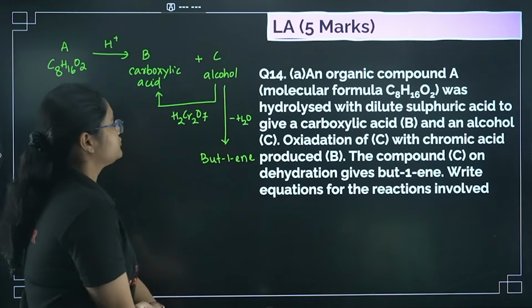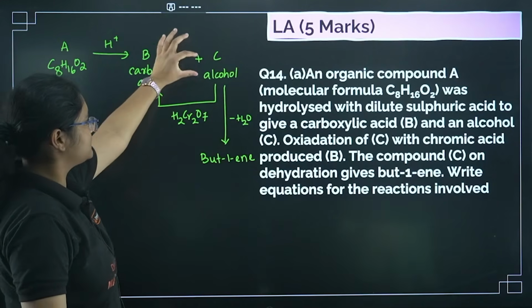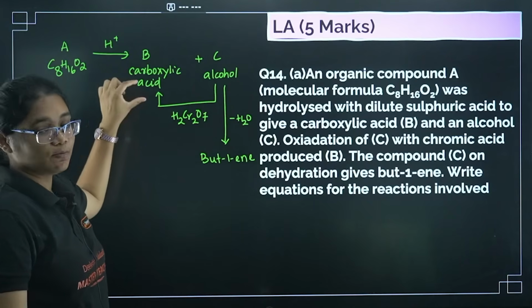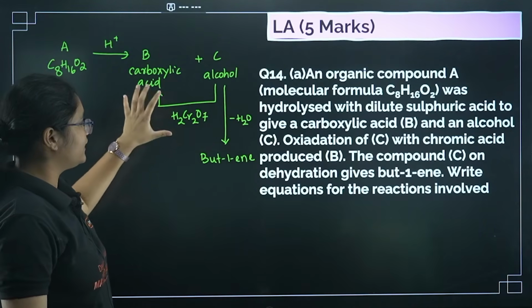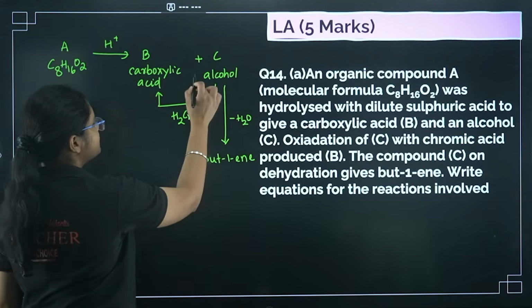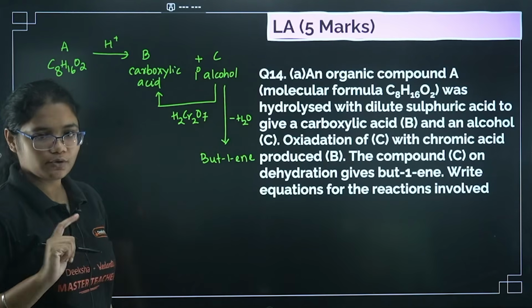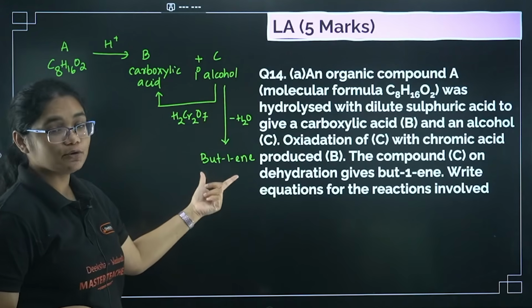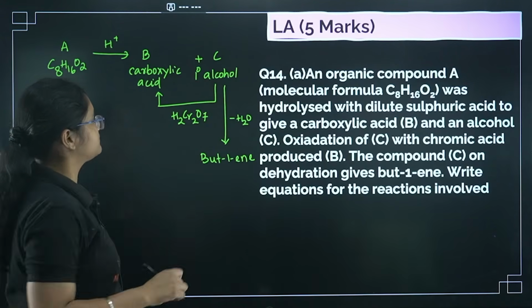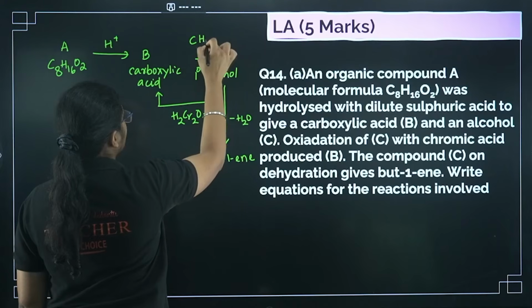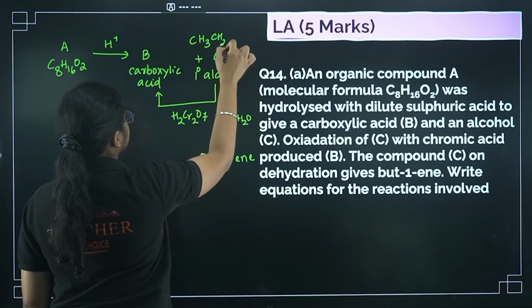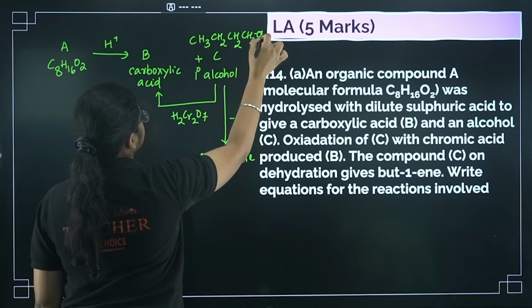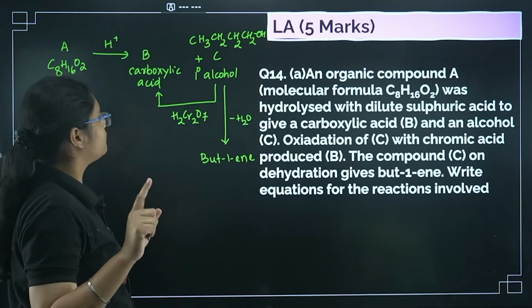So first let us try to identify the products. This is an alcohol, and on oxidation you are getting a carboxylic acid. That clearly indicates that this alcohol must be a primary alcohol. The next clue is that removal of water gives but-1-ene. So what must this alcohol be? This alcohol must be CH3CH2CH2CH2OH.